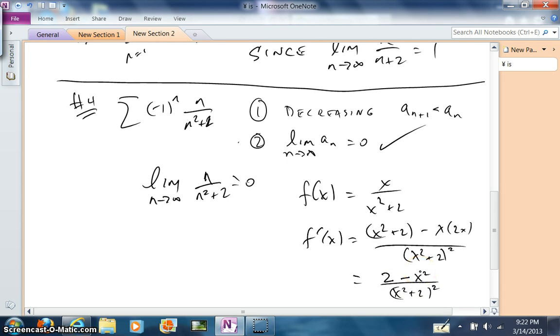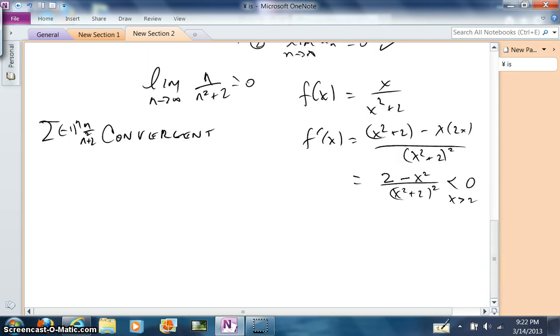X is bigger than 1. So after 1, once it gets to 2, then it's 2 minus 4 and 2 minus 9, things like that. So definitely negative after a while. The first term it's not. But for x greater than 2, it's less than 0, so we have what we want. We have the decreasing. So this is a convergent series. Okay, now what about absolute convergence?